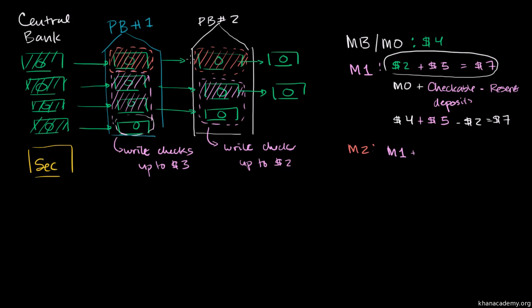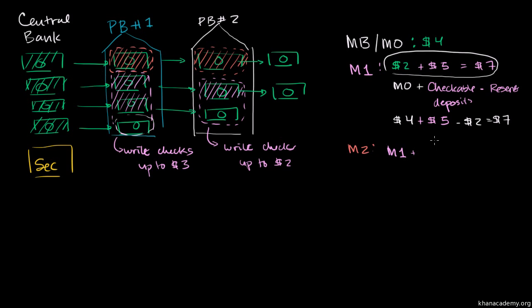So for example, these savings accounts can be easily converted to checking accounts. It might only take a couple of days. There might be some restrictions, but it can be converted. And when it gets converted, it will change the bank's reserve requirements a little bit. But if this person converts it, they will have the ability to write more checks. So M2 includes M1 plus things that are very easy to convert to M1.